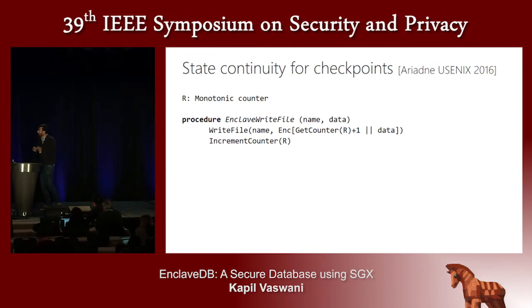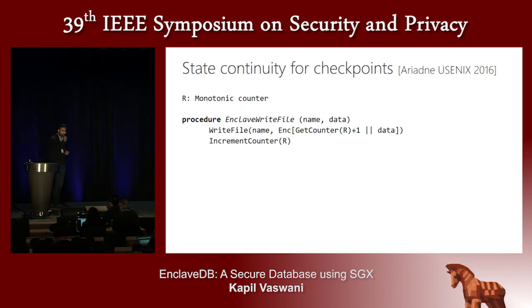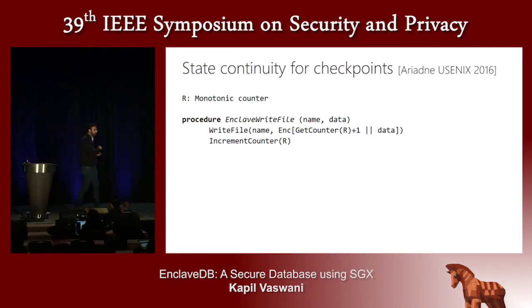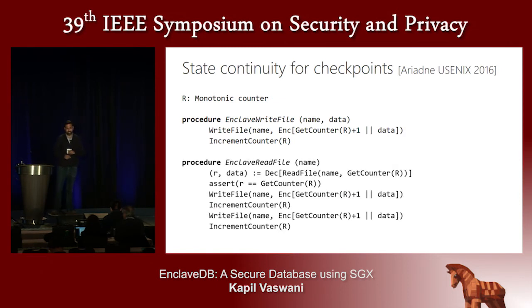And the problem with this scheme, with incrementing the counter after writing the file, is that if there's a failure after the file has been written, then the adversary has a copy of the file which corresponds to the next version of the state, but the counter hasn't been incremented. And the adversary can use that next version of the file to fork the database at some point later. And to prevent these attacks, the read file process from within an enclave does the following.